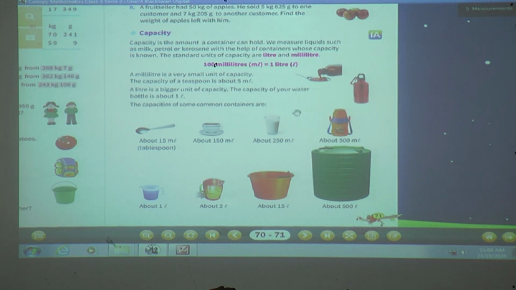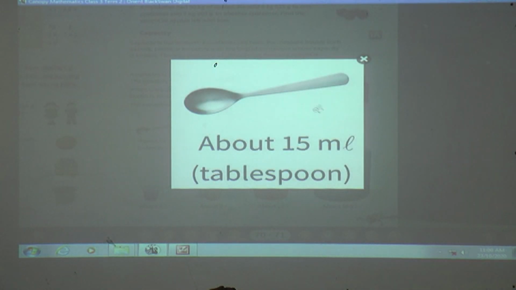The capacities of some common containers are, now here we will see some containers and their capacity. Here you can see a spoon. What is the capacity of this spoon? About 15 ml. It is a very small unit. The capacity of the spoon is very small.